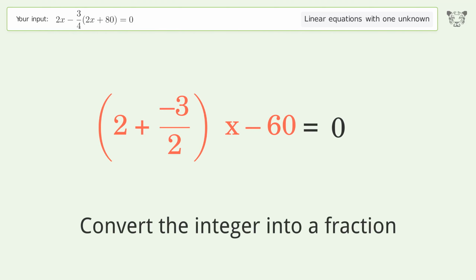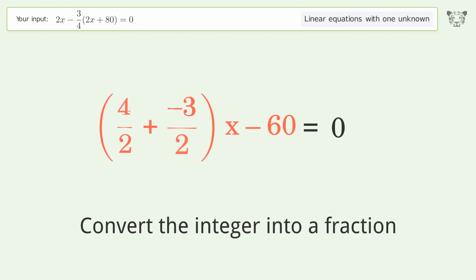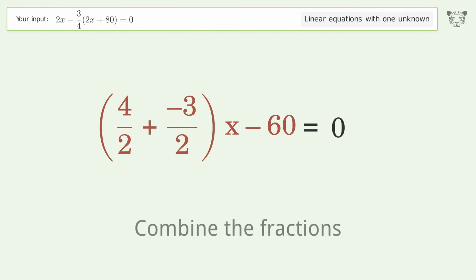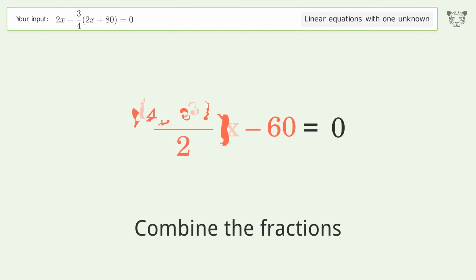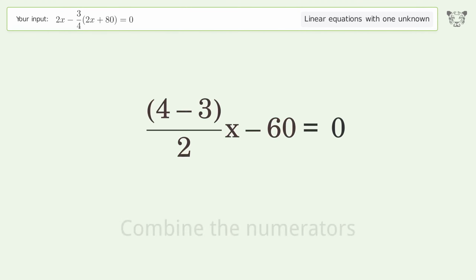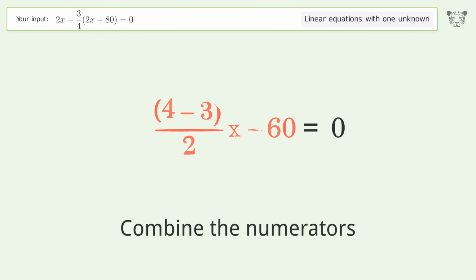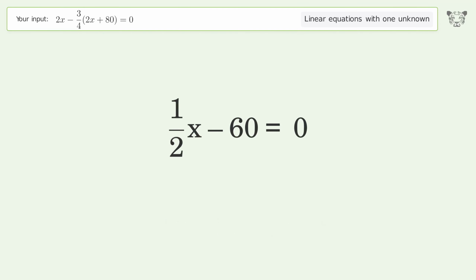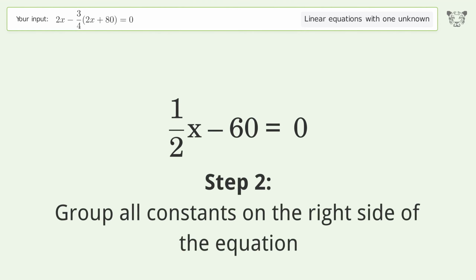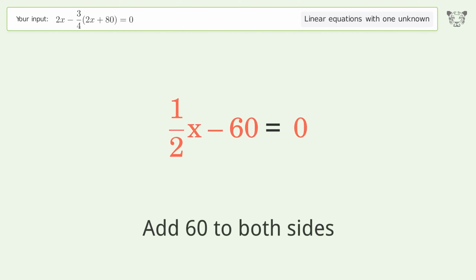Convert the integer into a fraction. Combine the fractions. Combine the numerators. Group all constants on the right side of the equation. Add 60 to both sides.